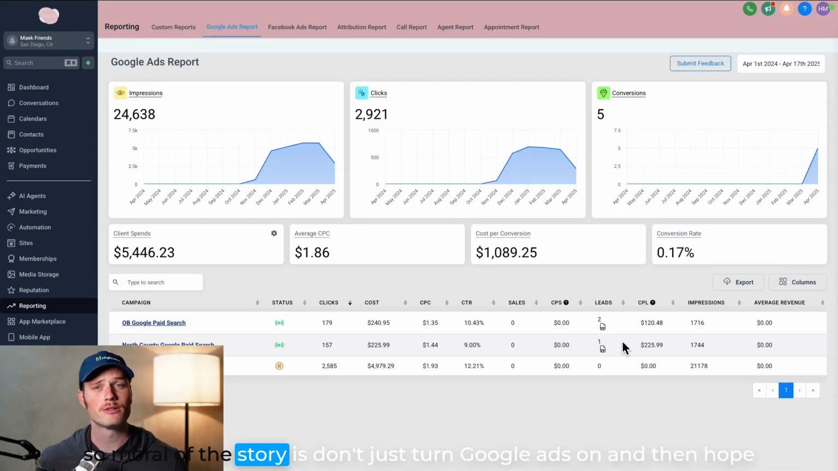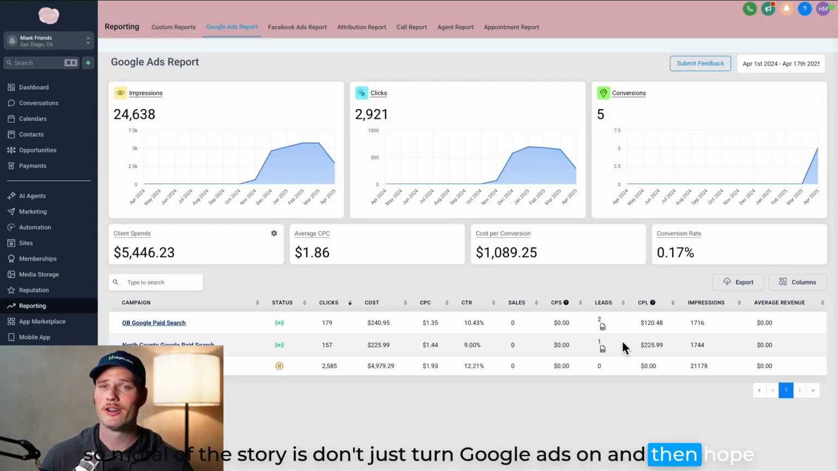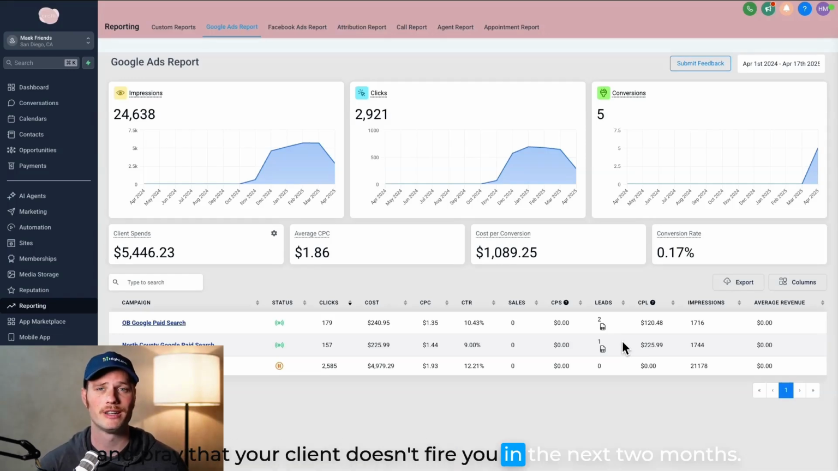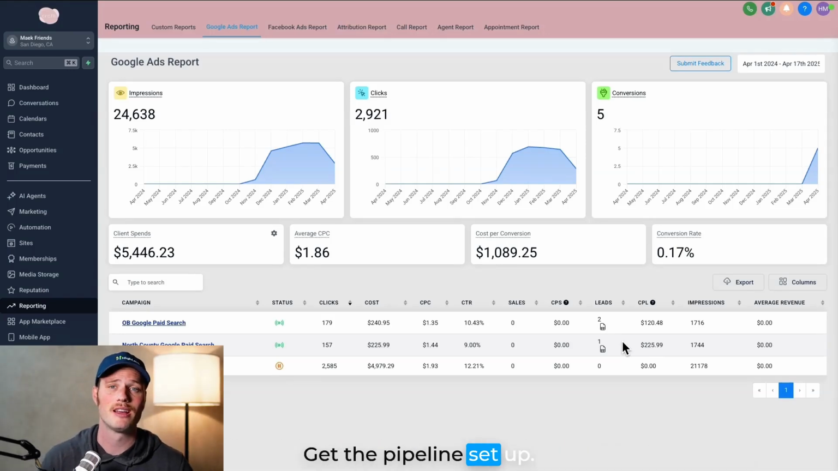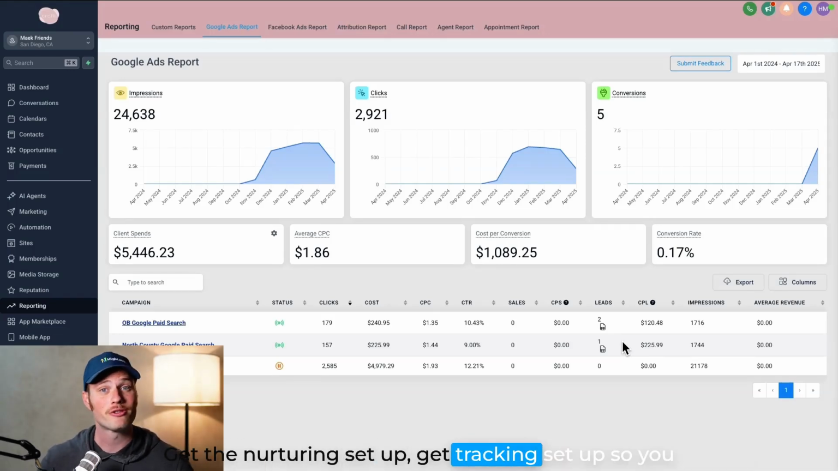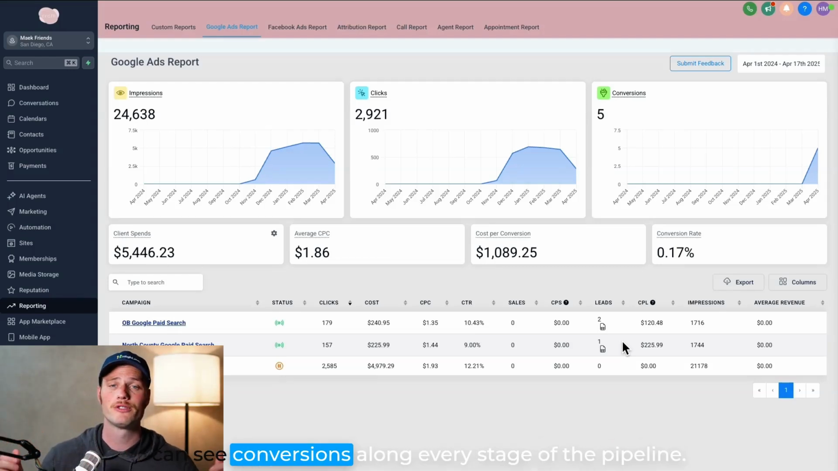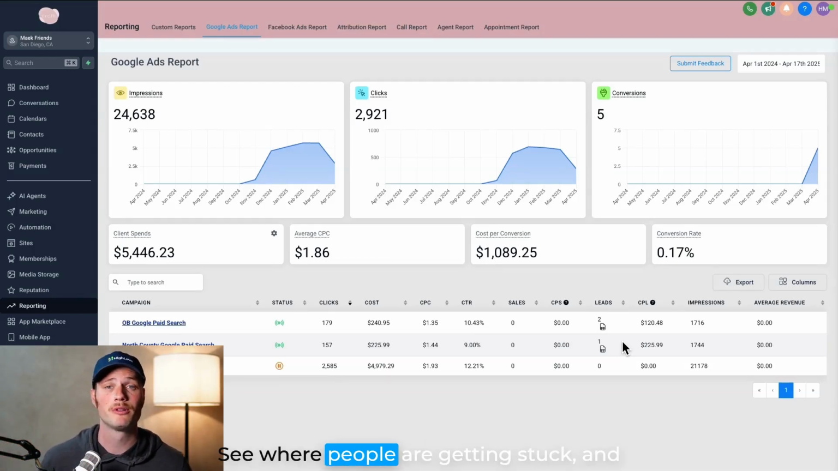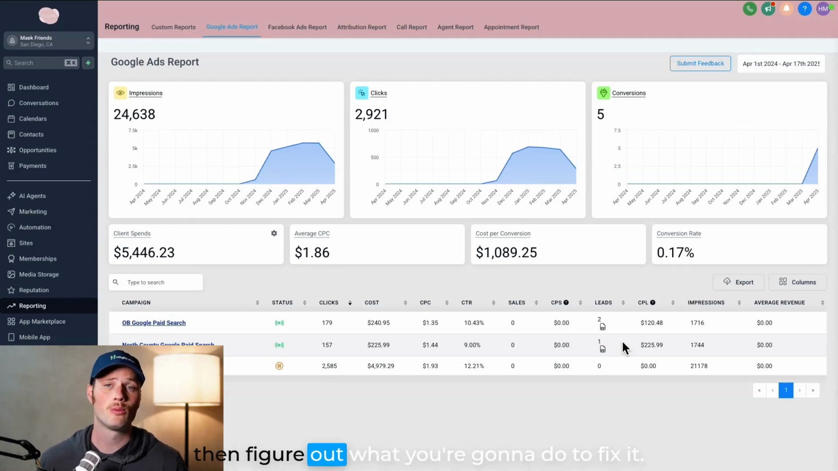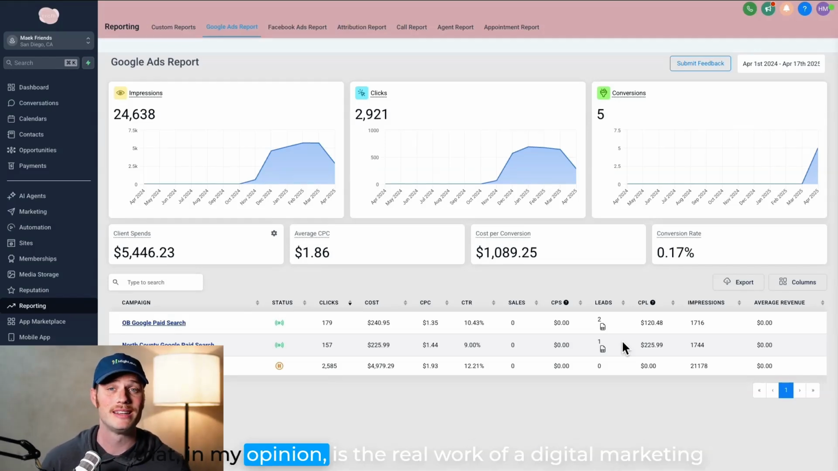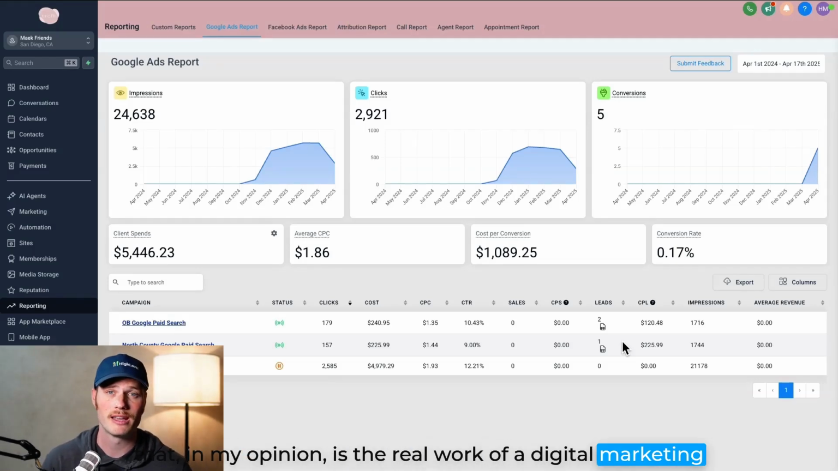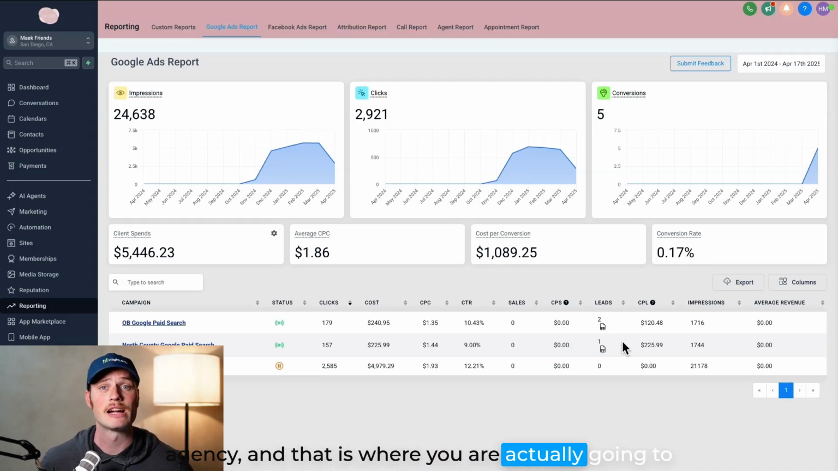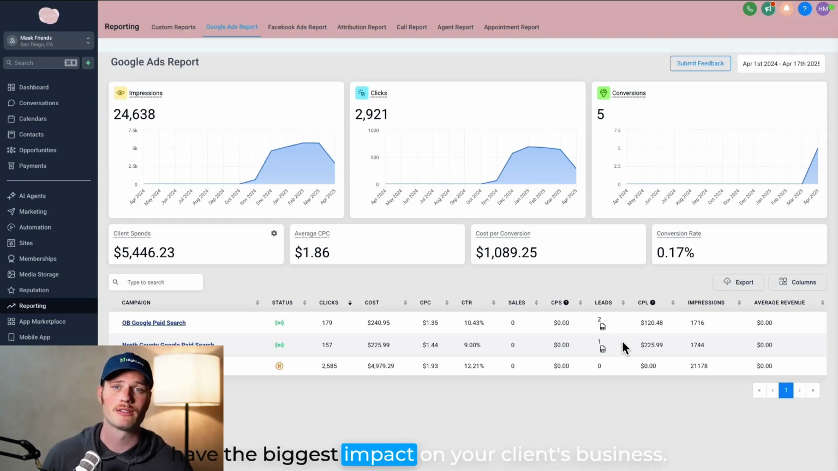So moral of the story is, don't just turn Google Ads on and then hope and pray that your client doesn't fire you in the next 2 months. Get the pipeline set up, get the nurturing set up, get tracking set up so you can see conversions along every stage of the pipeline, diagnose the bottlenecks, see where people are getting stuck, and then figure out what you're going to do to fix it. That, in my opinion, is the real work of a digital marketing agency, and that is where you are actually going to have the biggest impact on your client's business.